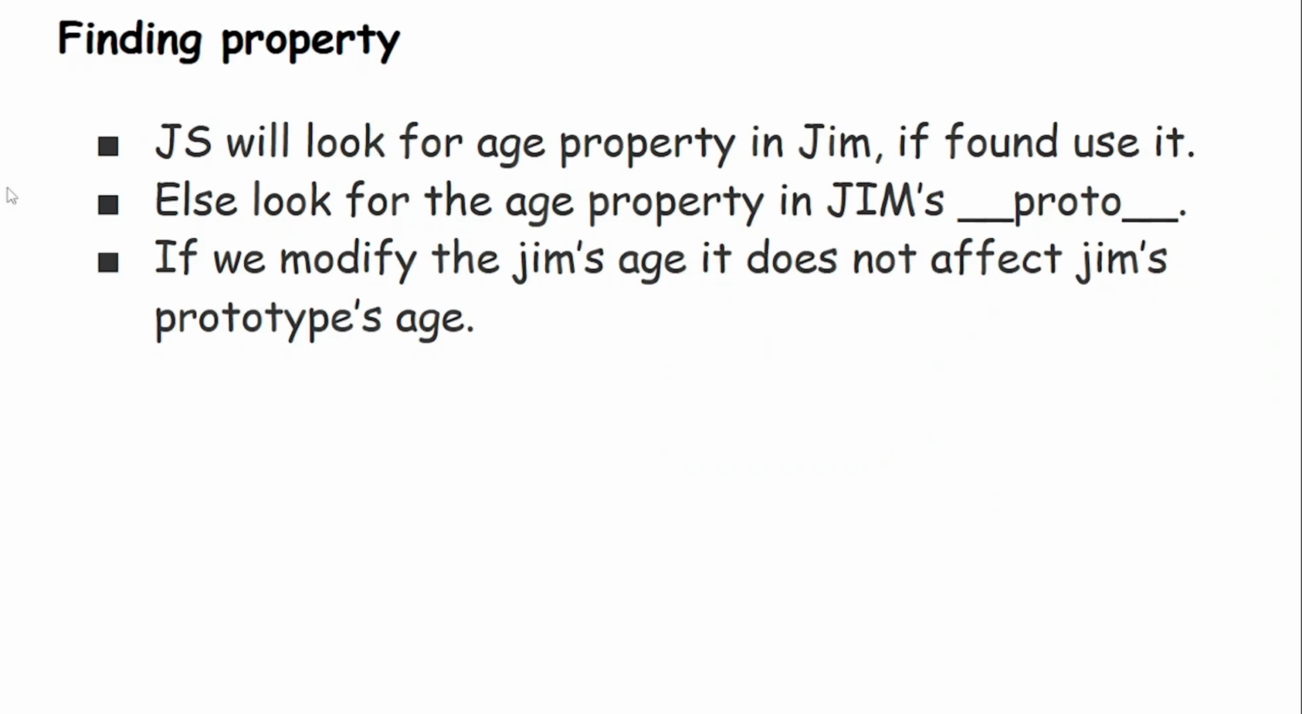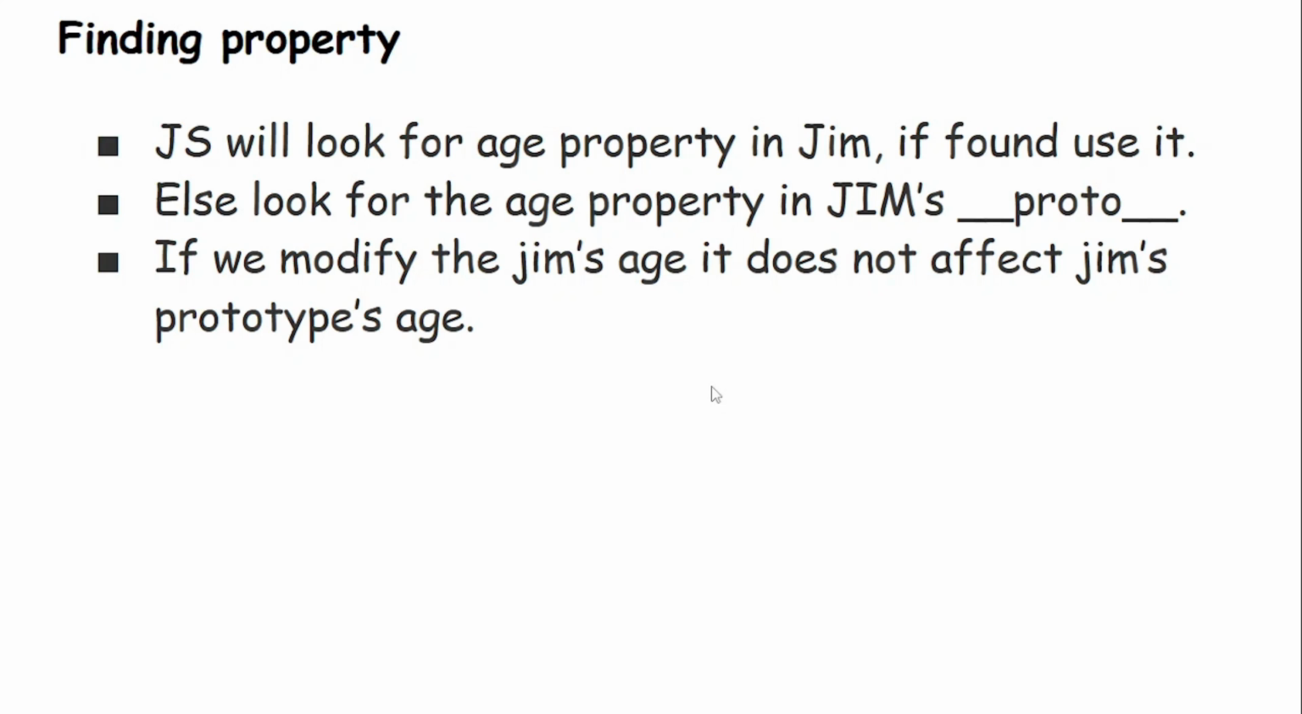So basically, JavaScript will look for the age property in Jim. If found, it uses it. The moment we assigned 18 to Jim's age, it used it and showed us the output as 18. When the age property was not explicitly provided for Jim, JavaScript was looking for the age property in Jim's __proto__, correct?